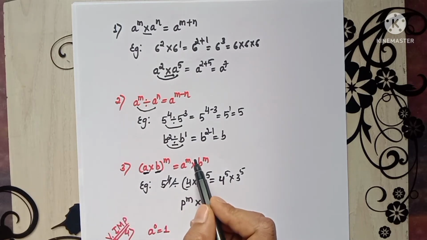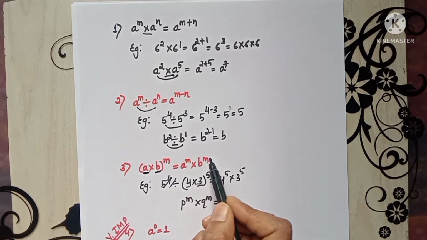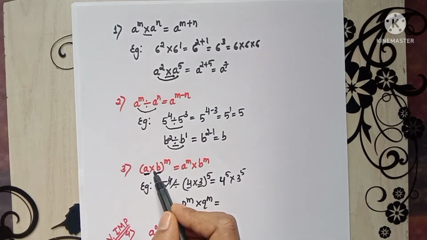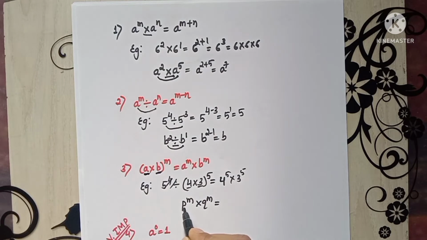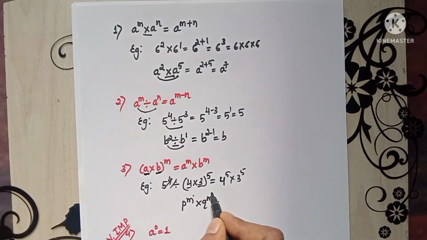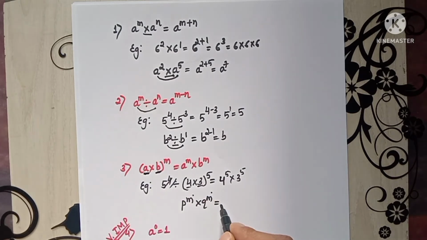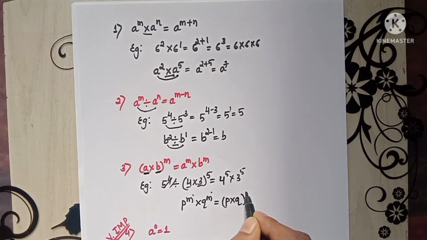How? A to the power m into b to the power m will be what? A into b the whole bracket m. So in this example we have p raised to m into q raised to m. So the powers are same, so what can we write? P into q the whole bracket m.